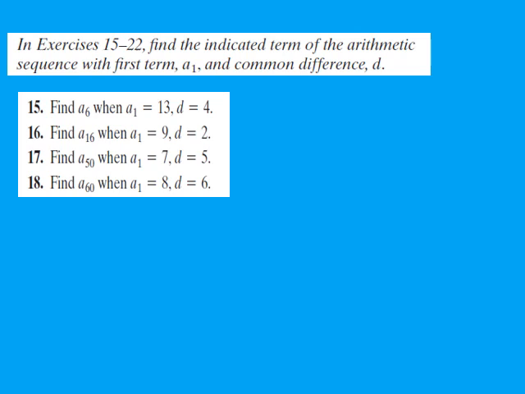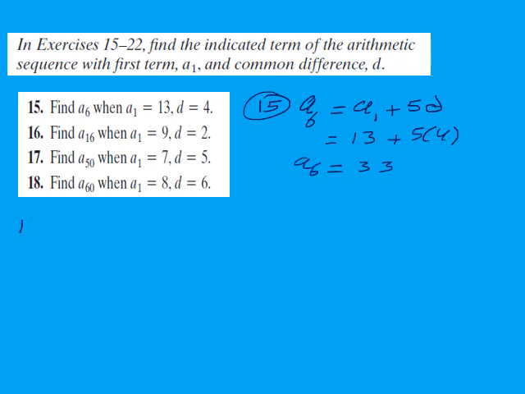Find the indicated term of the arithmetic sequence if the first term and the common difference are given. Regarding question number 15, I have the first term 13 and the common difference is 4, and I want to find A6. To give you a quick method, A6 is A1 plus 5D, because n minus 1 is 6 minus 1, which is equal to 5. So A1 is 13 plus 5 times 4, which is 20. So the answer is 33.